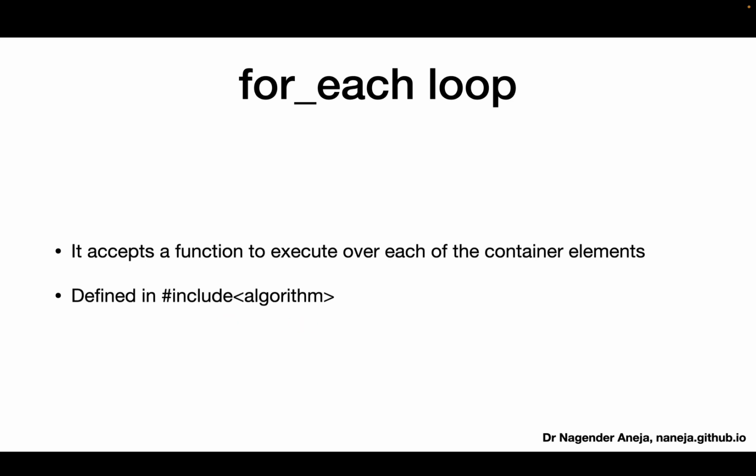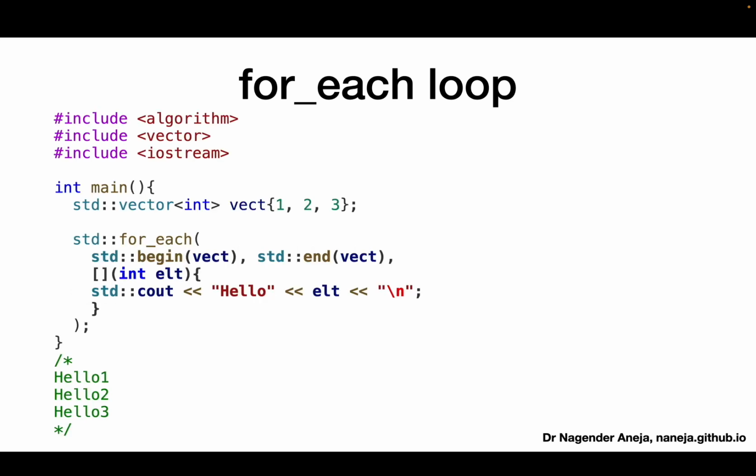In this case we will also use the lambda function. Let's say we have a vector of integers with three elements. We're saying for each: for each of these elements, starting from begin to end, apply this lambda function. The lambda function gets this element and says hello element, so we'll get hello 1, 2, 3.